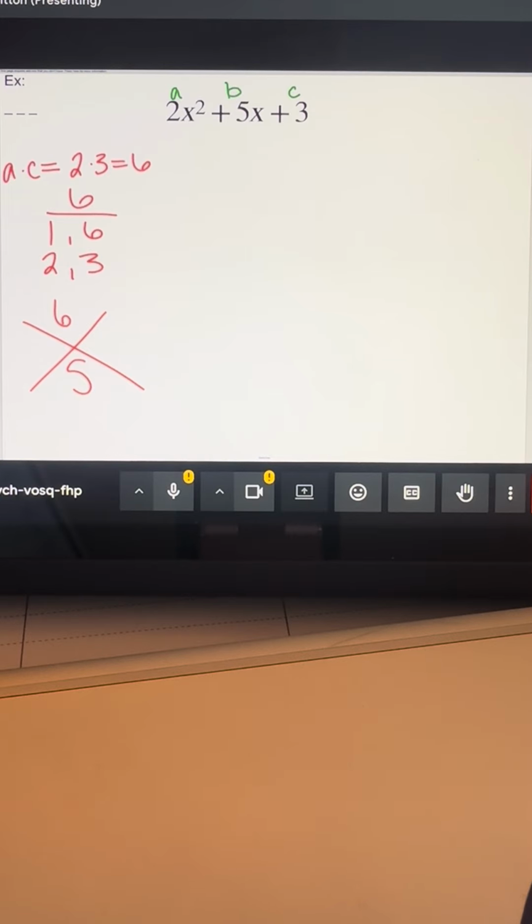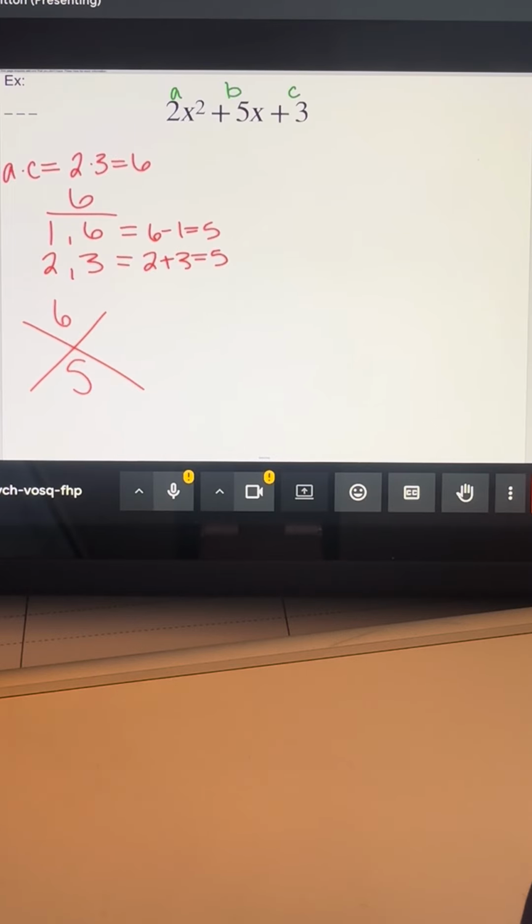We did the same type of problem yesterday in class. Because 6 and 1, if I take 6 minus 1, I get 5. That's what I want. If I take 2 plus 3, that gives me 5. So both of these could give me 5. But which one is going to give me a positive 6 when I multiply?